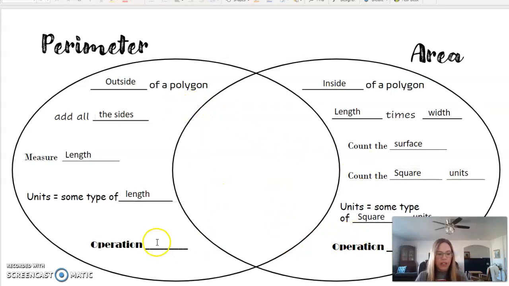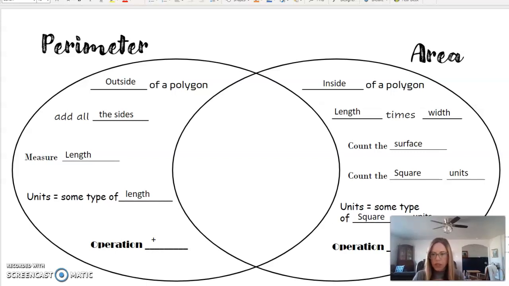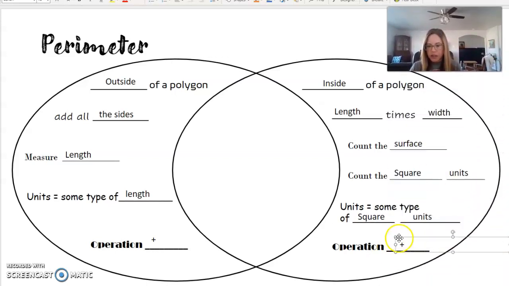Okay, and then finally, the operation used for both. What do you think it is? We've already kind of talked about it. The operation for perimeter, did you say addition? And what about for area? It's multiplication, right? Oh, now it's clicked over. Here, I'm going to move my little video up there. Change this to multiplication.